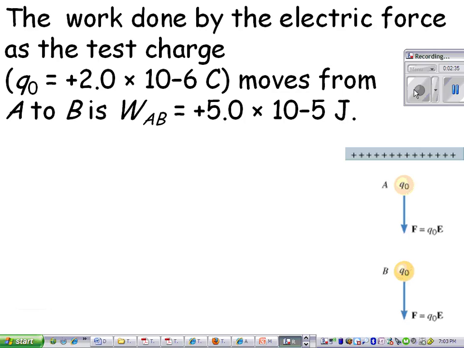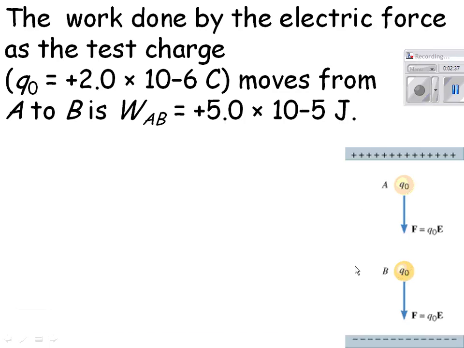Let's say we have a situation here where we have a charge as it moves from A to B. We want to see what the work done by the electric force is as the test charge moves from A to B. And you'll notice that it's a positive 5 times 10 to the negative 5th joules. That work is positive because the force from the electric field is down. The displacement that it's moving in is down. They're both in the same direction, so that's why it's positive work. The charge itself is 2 times 10 to the negative 6 coulombs.